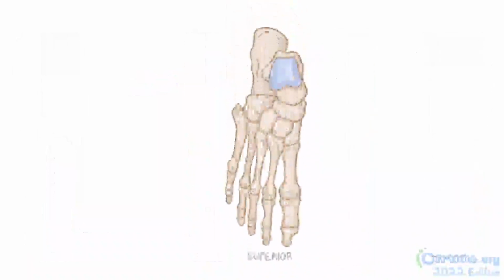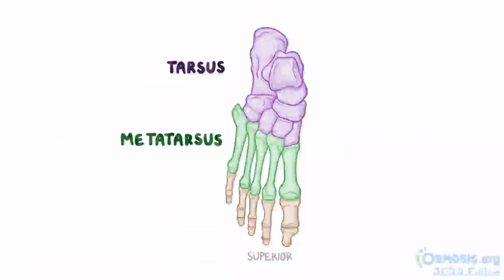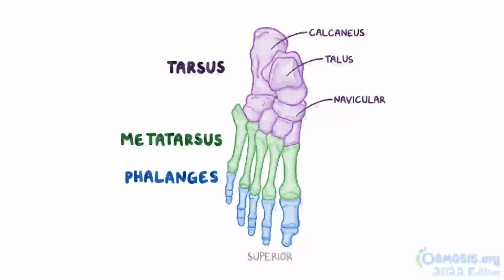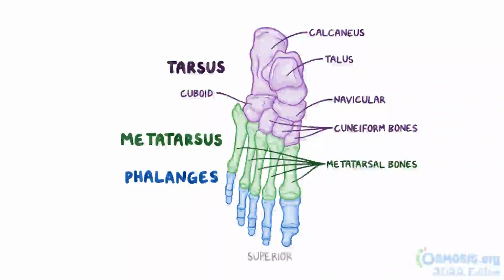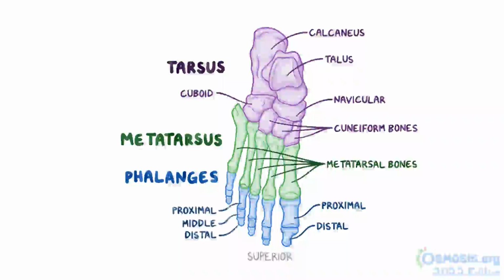Finally, the foot comprises the tarsus, metatarsus, and phalanges. The tarsus is made up of the talus superiorly, the calcaneus, right underneath the talus, and the navicular, which sits directly in front of the calcaneus, the cuboid, which also sits in front of the talus, and the 3 cuneiform bones. The metatarsus has 5 metatarsal bones, and finally, there are 14 phalanges that make up the bones in the toes. The first digit, or great toe, has 2 phalanges, proximal and distal. The other 4 digits have 3 phalanges each, proximal, middle, and distal, respectively.